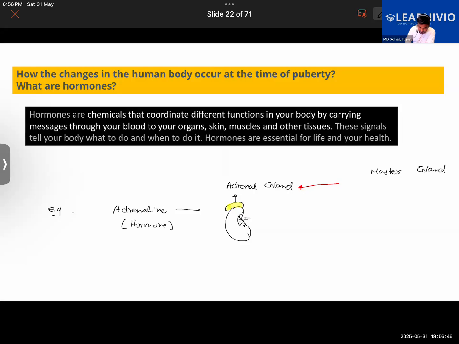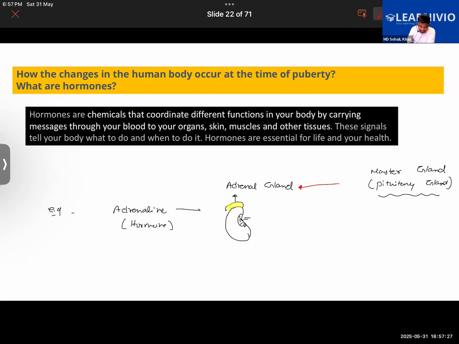So there's a master gland in our brain that we call the pituitary gland. It's the head of all glands, you can say the master of all the glands. So the pituitary gland would actually be triggering the adrenal glands to secrete adrenaline hormone. Getting it? So basically what is happening here? Hormones are chemical substances that coordinate different functions in the body by carrying messages throughout your blood to your organs, right?